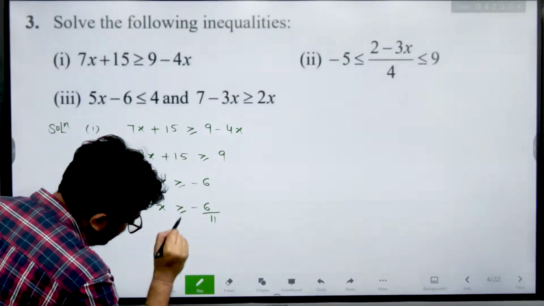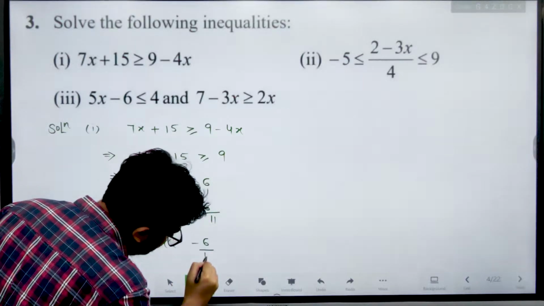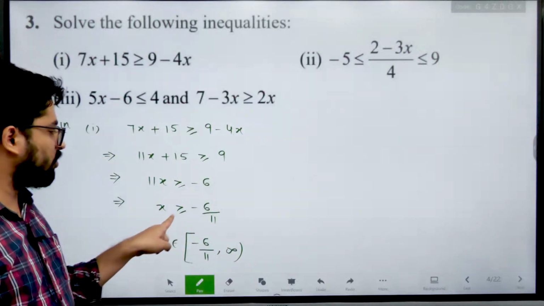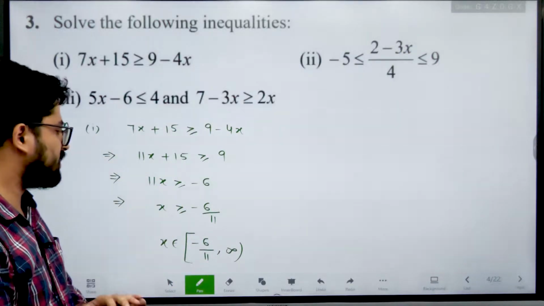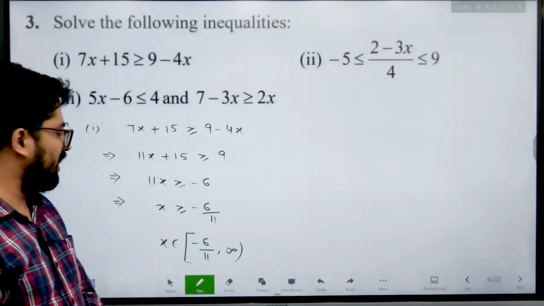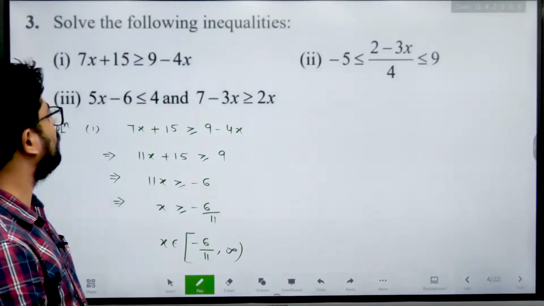So from here you can say x belongs to what? Minus 6 by 11 to infinity, minus 6 by 11 close. Why? Because we have here equality. Yes, greater than or equal to. So x belongs to minus 6 by 11 to infinity. That's your answer for the first part.